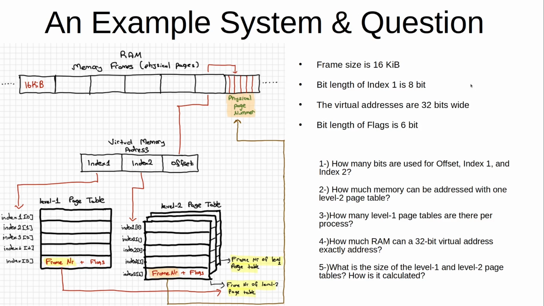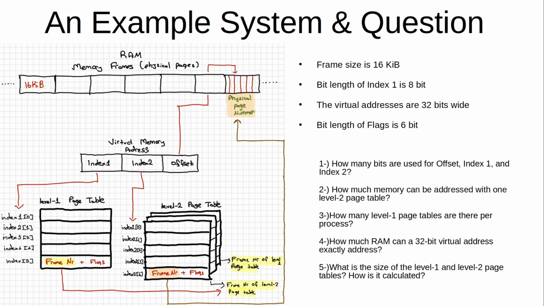Question 4. How much RAM can a 32-bit virtual address space address? Using our formula, 2 to the power of 32 unique addresses times 1 byte each is equal to 4 gigabyte. That's one of the classical limitations of 32-bit systems. With 64-bit addressing, you get into the terabytes, so it's a huge difference. Last question. What are the sizes of the level 1 and level 2 page tables?